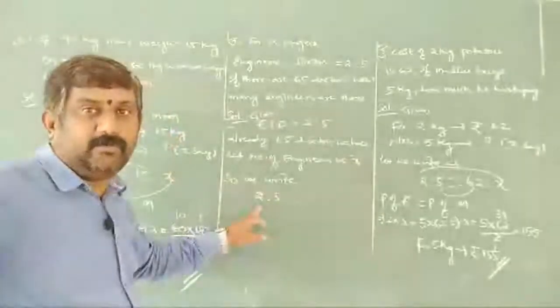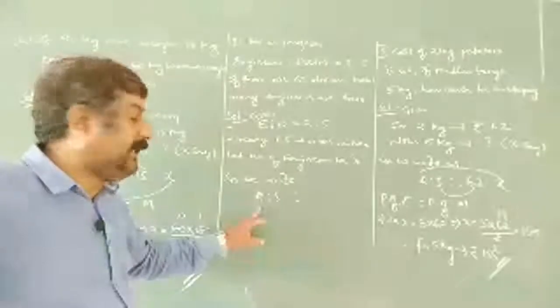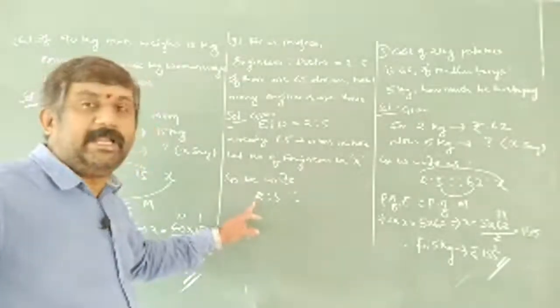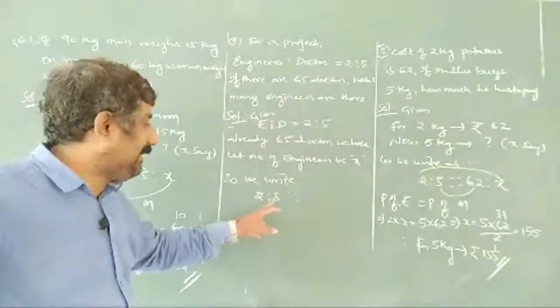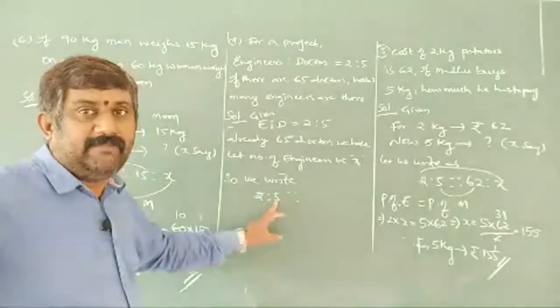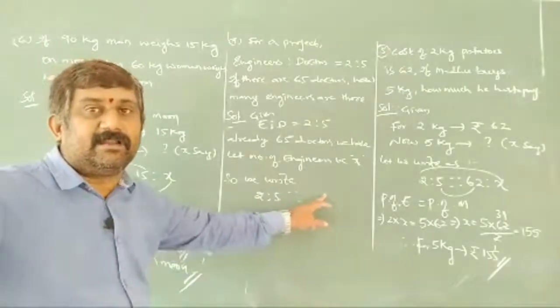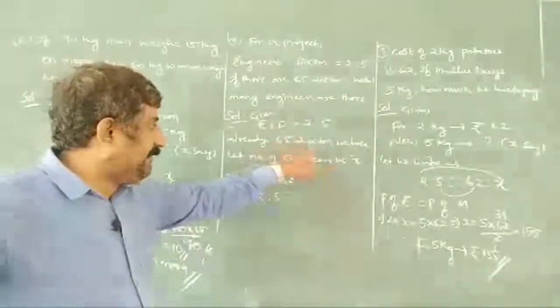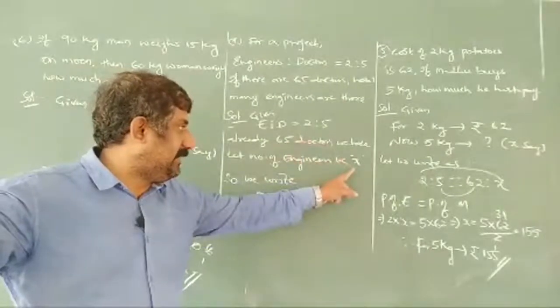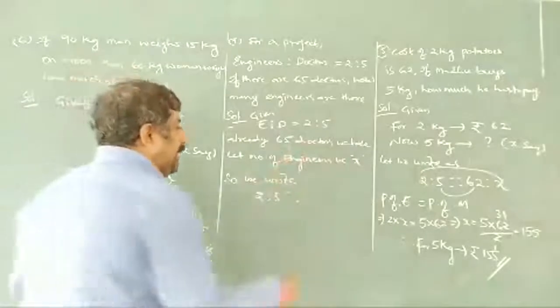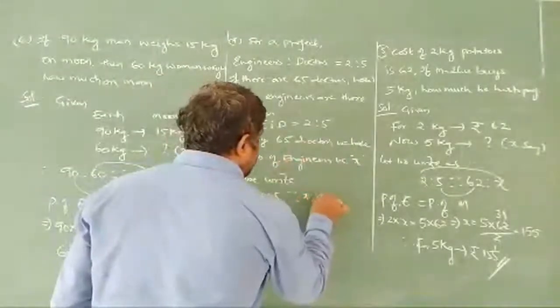So we are now writing the proportion. While writing the proportionality, please observe carefully. 2:5. First of all, whom are we writing here? Engineers first, later doctors. Even in the second ratio, you should write engineers first and later doctors. Between 65 and x, x are engineers, 65 are doctors. So we should write x is to 65.